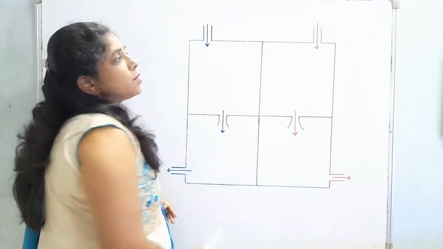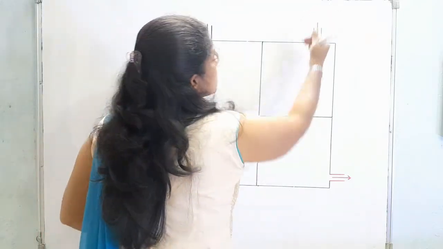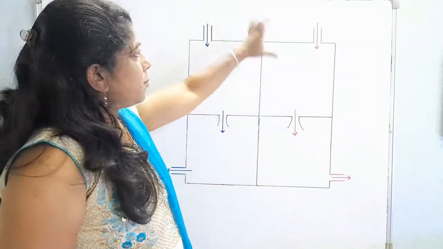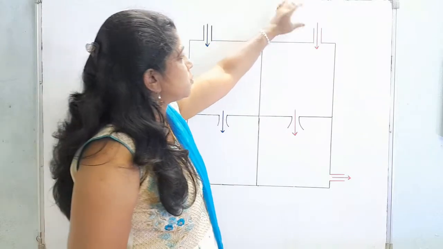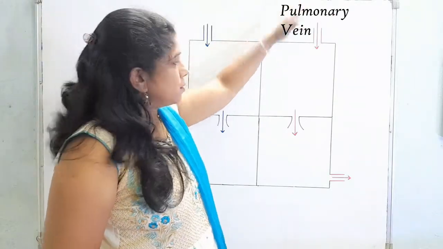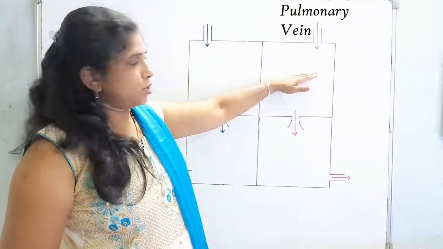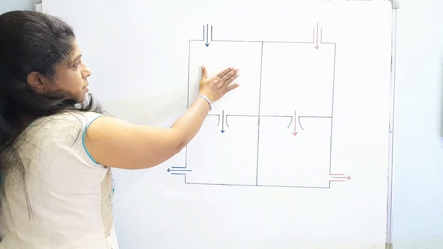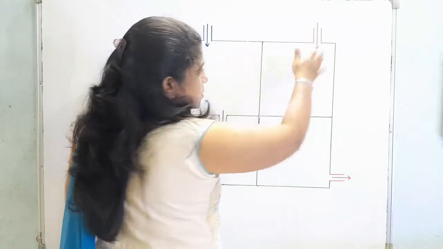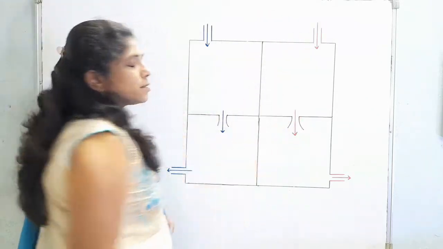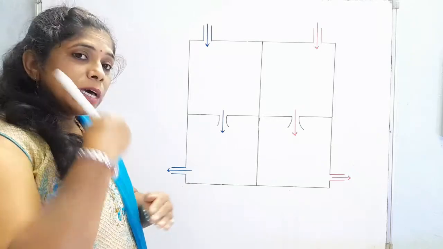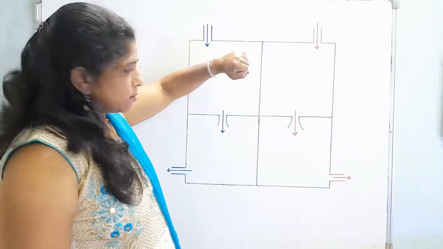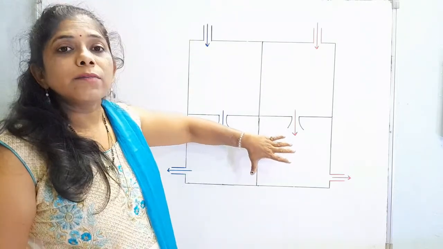At the same time, the oxygenated blood comes to this left auricle. Yes, from lungs, the blood which is full of oxygen comes through this pulmonary vein to this left atrium. Yes, so here from body the deoxygenated blood is here and from the lungs oxygenated blood is in this part. Okay, now next what happens? Auricles contract and ventricles are relaxed.